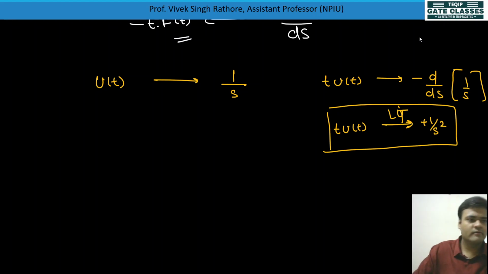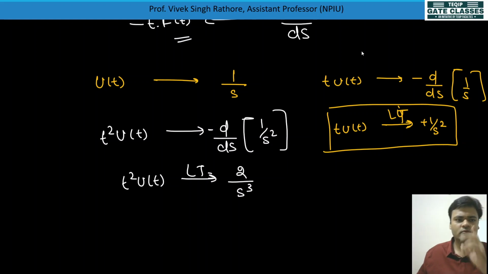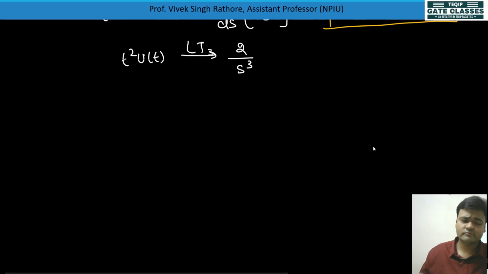Now if you take t square into u of t, what will you get? You will get minus d by ds of 1 by s square, which is minus and minus, plus 2 by s cube. So the Laplace transform of t square u of t will be 2 by s cube. So normally u of t is 1 by s, t into u of t is 1 by s square, t square into u of t is 2 by s cube, and so on.